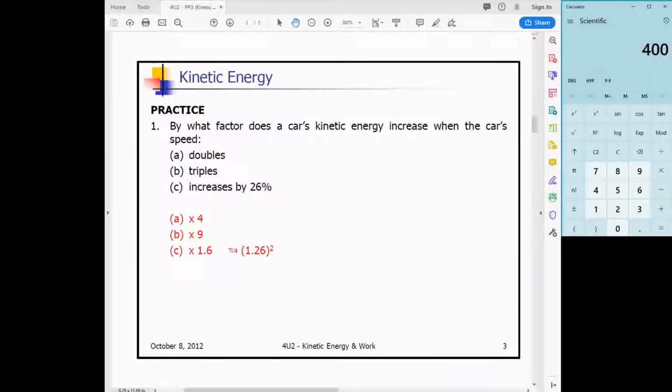So because it's a square relationship, when we increase the factor, we actually increase the kinetic energy by the square of the factor. As a proportionality, the kinetic energy is proportional to the square of the velocity. So for example, I'll just switch over to a 26% increase. If we increase the car's velocity by a factor of 1.26 and we square that, we end up with about a 1.6 increase in its kinetic energy.